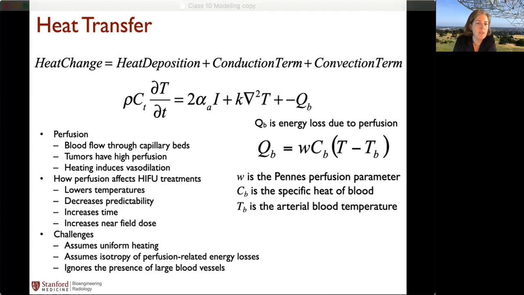All right, so that's what we have. Just a couple more comments about the perfusion term. We know that blood flows through capillaries. Tumors have high perfusion. And so usually with tissue, we can estimate what the perfusion value is, although we don't always know exactly what it is, and we could be a little bit off. Like I said, tumors might have high perfusion, so we could be a little bit off in tumors.